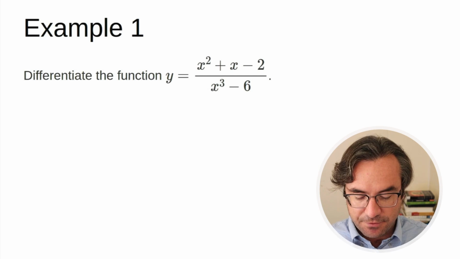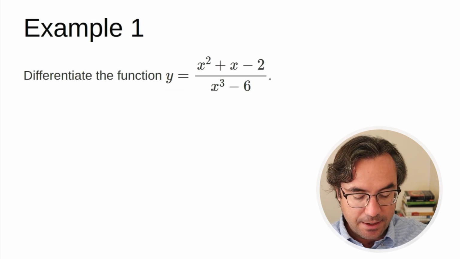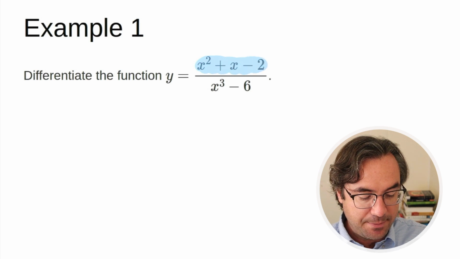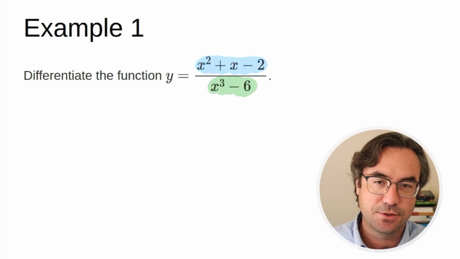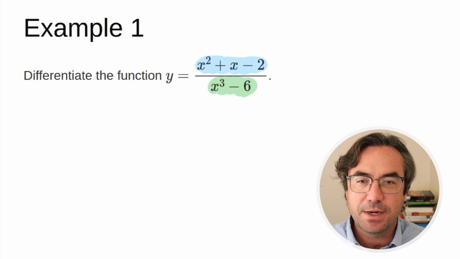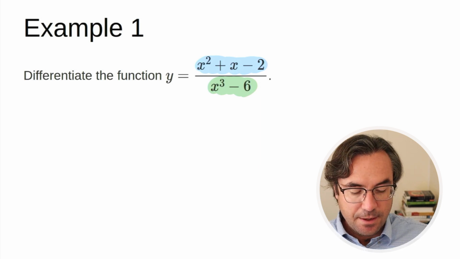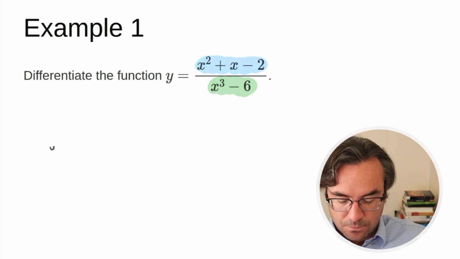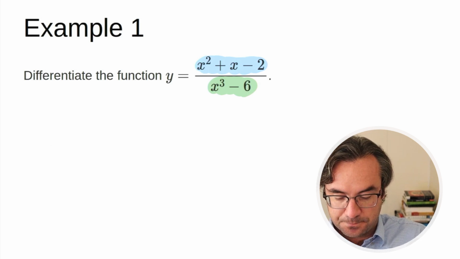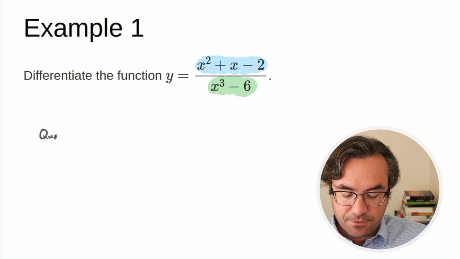So here we go. We have a function y equals, and we have a polynomial on the top, and we have a polynomial on the bottom. So this is a rational function. We want to differentiate this thing. And we're going to use quotient rule. So we'll call our derivative y prime.